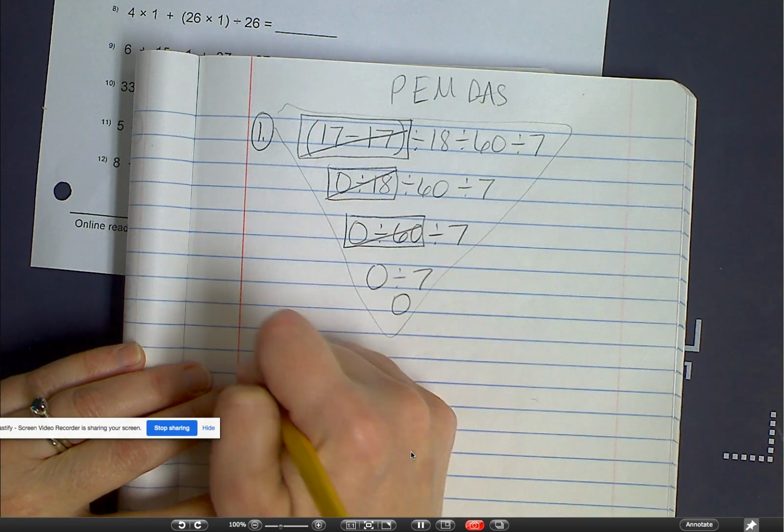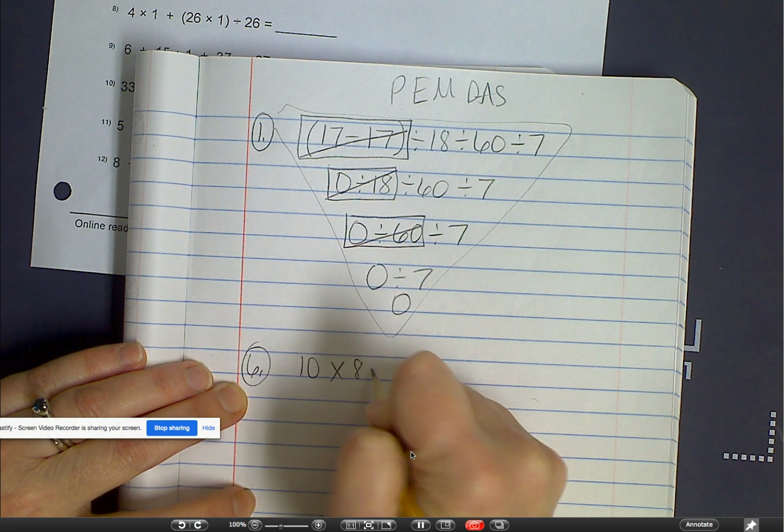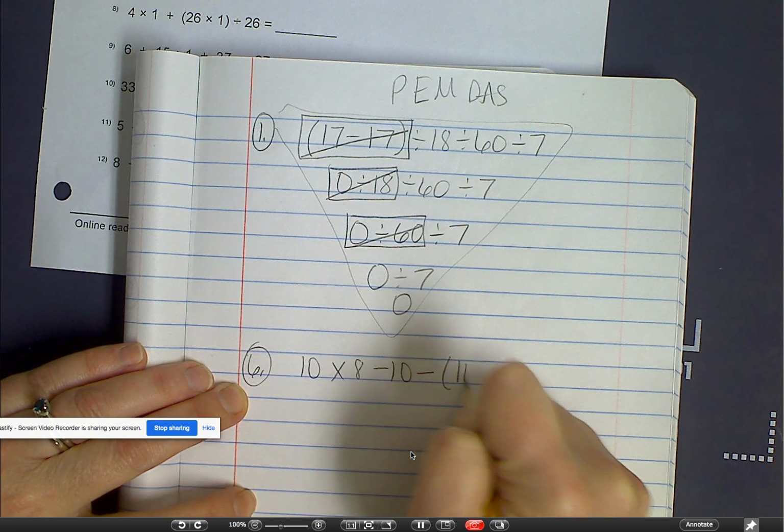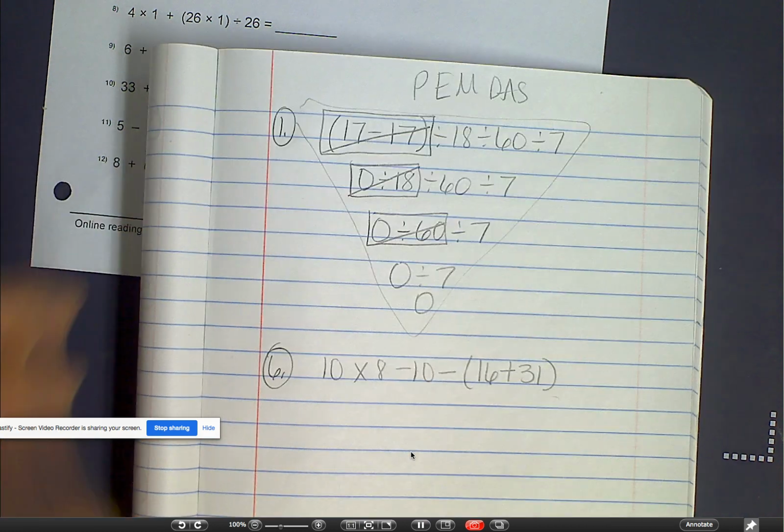Let's do number 6. That looks kind of interesting. Number 6 says 10 times 8 minus 10 minus parentheses 16 plus 31.